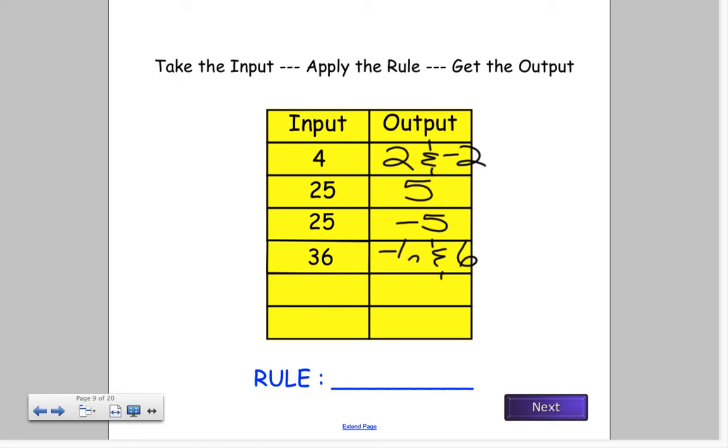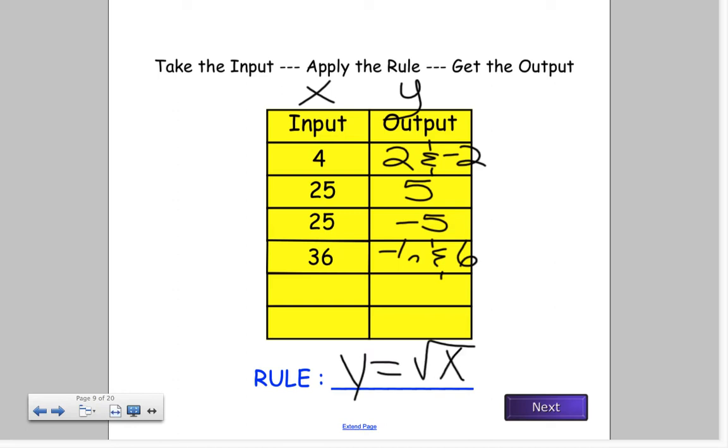So at this point, can you figure out the rule? What would you have to do to all your inputs in order to get 4 to 2 and negative 2, like you took either one, 25 or 36? And think outside the box for this one. Okay? Pause if you want to figure it out yourself, otherwise I'm going to write the rule now. The rule is actually y is equal to the square root of x.